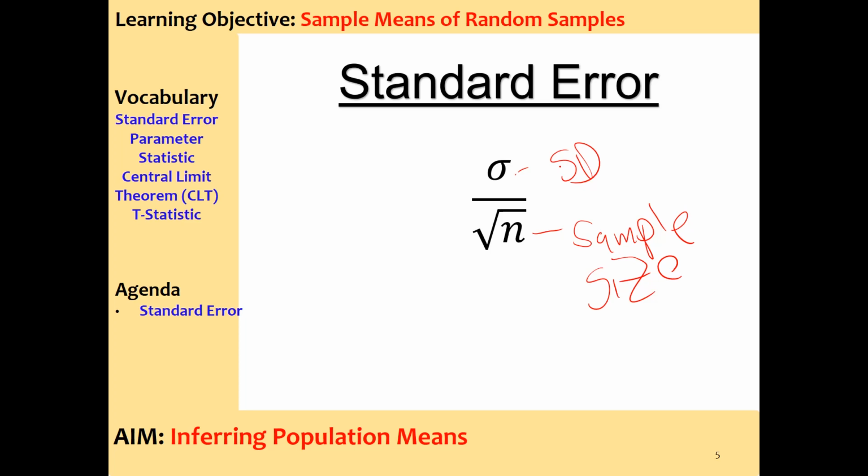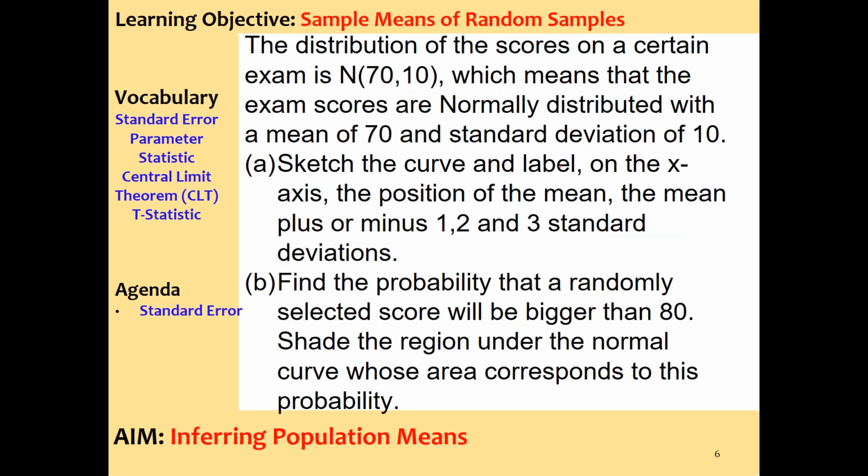But for this week, what we're going to do a lot is review things that we learned about means and standard deviations from previous units. So the distribution of the scores on a certain exam is N(70, 10). N stands for the normal curve, the function normal curve. 70 is your mean. So the first number is your mean, and the second number is your standard deviation. So what this means is that the mean was 70 on the test, and the standard deviation was 10 for the entire population of this class.